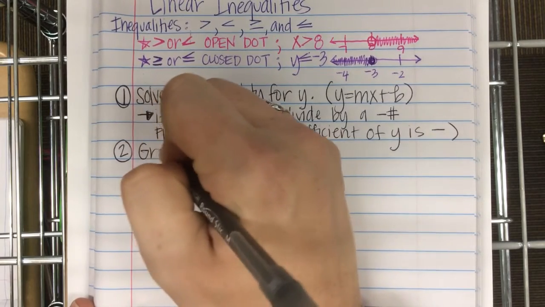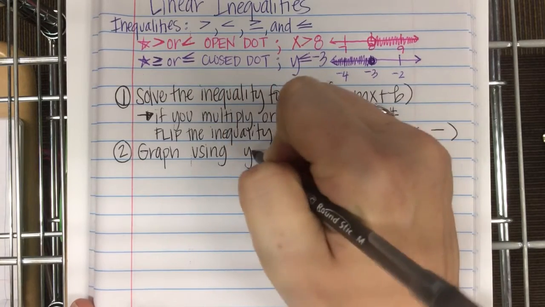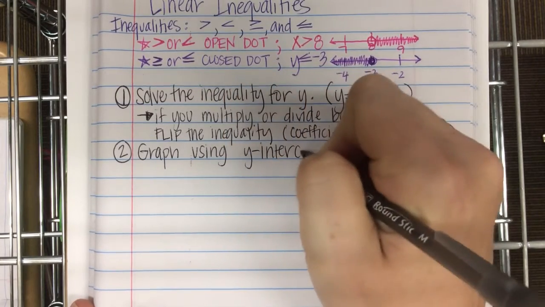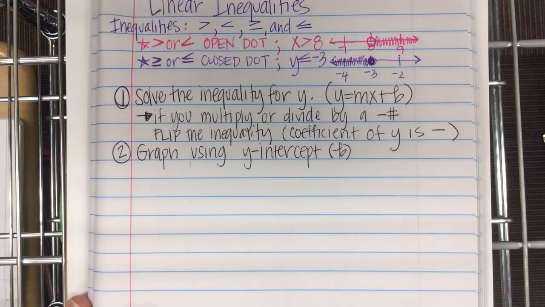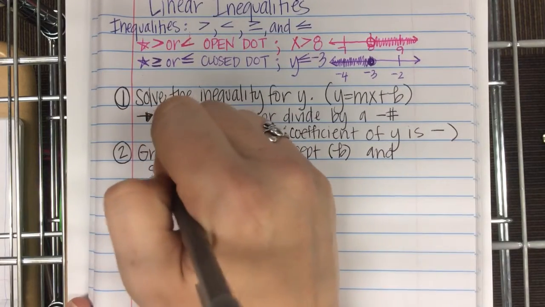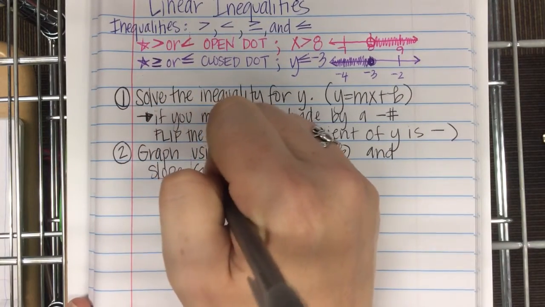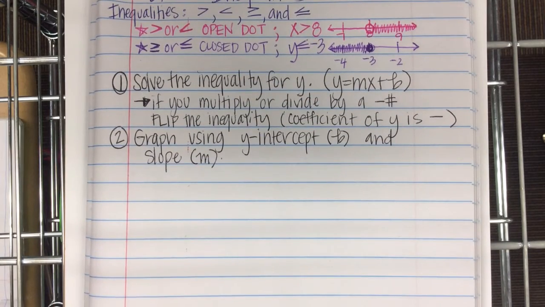And you're going to graph using the y-intercept, b, and slope, which is m. Put a dot at b, and then you're going to count the slope, up and over, rise over run, correct? It's that easy.